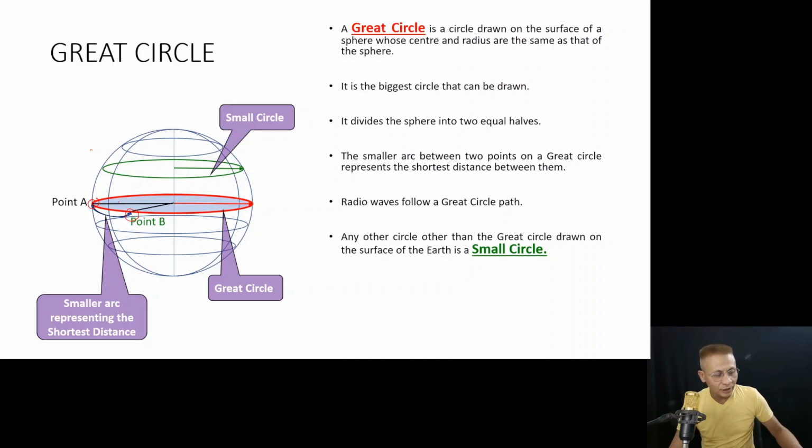Interestingly, all the radio navigational waves follow this particular path, that is the great circular path. Any other circle which we draw on the surface of the Earth, like the one shown in green here, is not the biggest circle. Its radius is not as large as that of the sphere itself, and its center is not the center of the sphere. This kind of circle is known as a small circle.